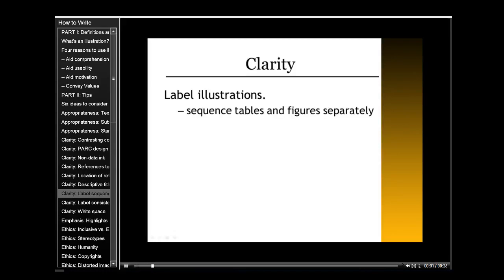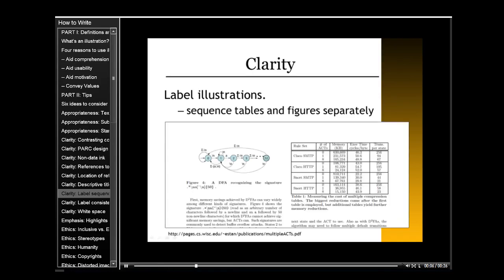You also want to sequence your tables and figures separately. If we take a look at this, we see that over here we have figure 4, over here we have table 1. This tells us that there was already a figure 1, figure 2, and figure 3 before we even got to table 1. Number or letter these things in order, but number or letter them separately.